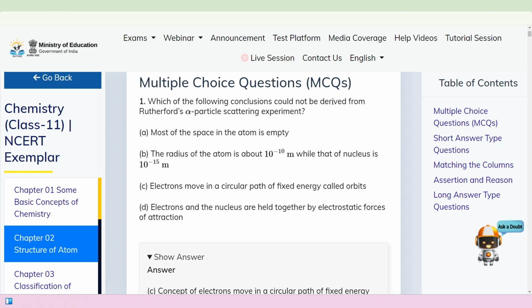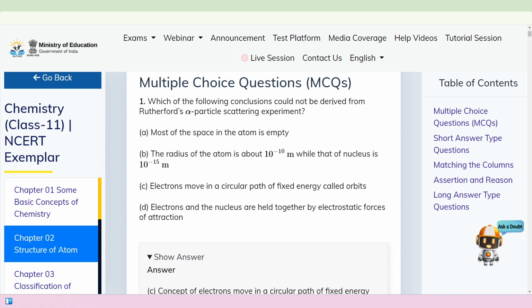By carefully studying those which are getting reflected, if it is getting reflected, then it means that there is a nucleus, because alpha particles are positively charged. And by determining the distance between the two nuclei with the help of sophisticated scattering, we can determine the atomic radii also. Next thing is electron move in a circular path of fixed energy called orbits.